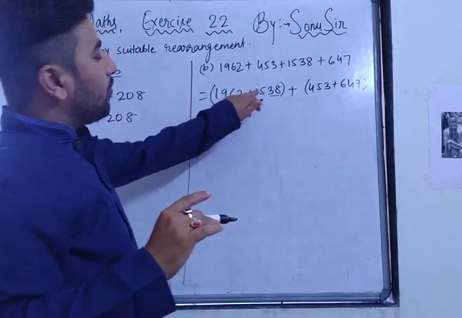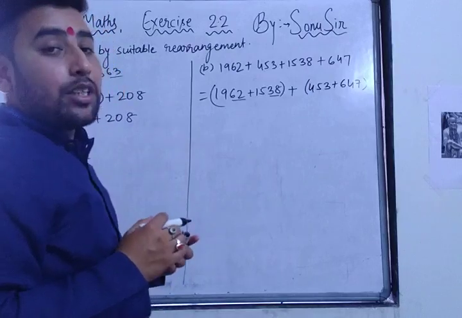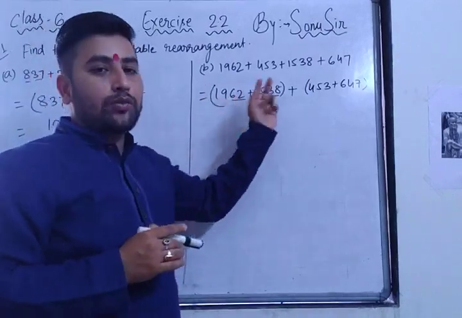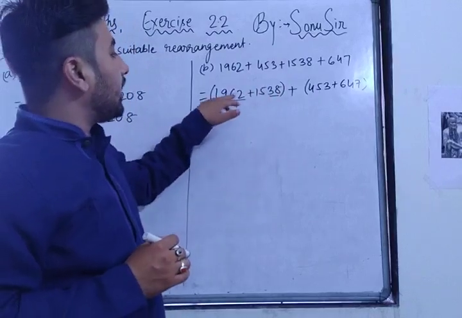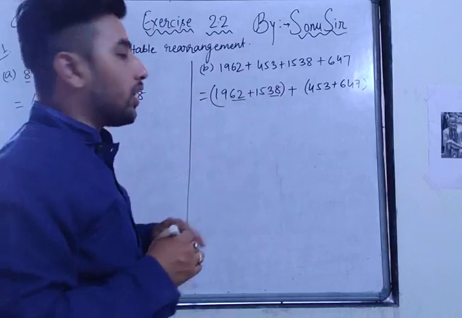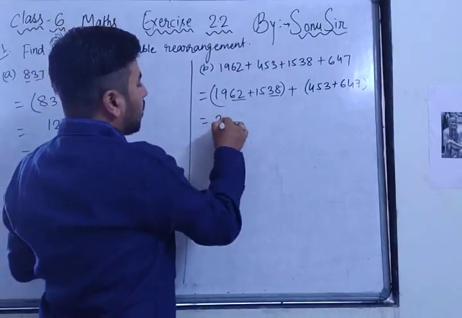1900 and 1500. 19 plus 15, I hope all of you know. 19 plus 1 is 20, and 14, so 3400. 1900 and 1500 is 3400, and these two give 100. So 3500. Have you got it or not?